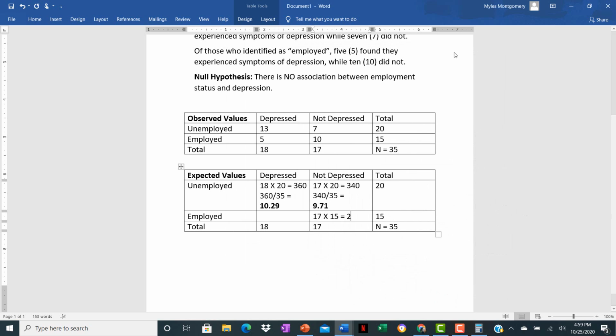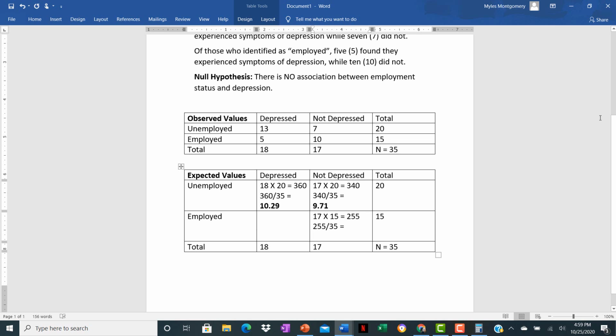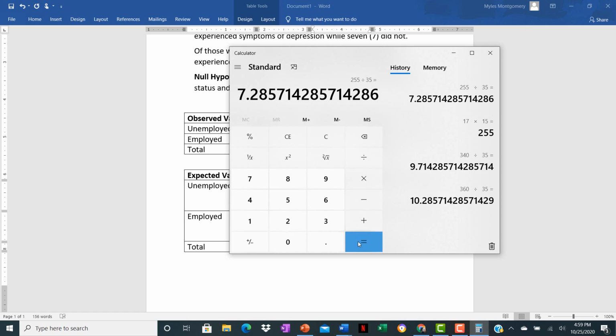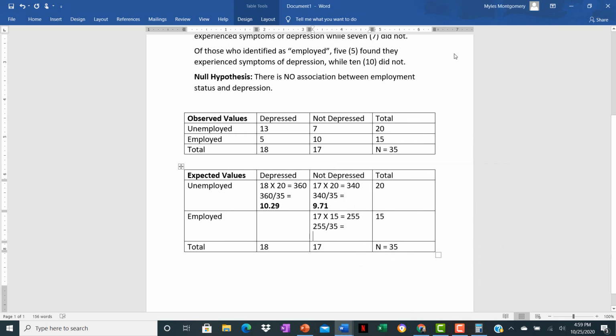Okay, 255 will come down to 255 divided by 35. What's that equal? Well, let's find out. 255 divided by 35. So I guess I could have kept that. All right, we have 7.29. You see I rounded up. 7.29.